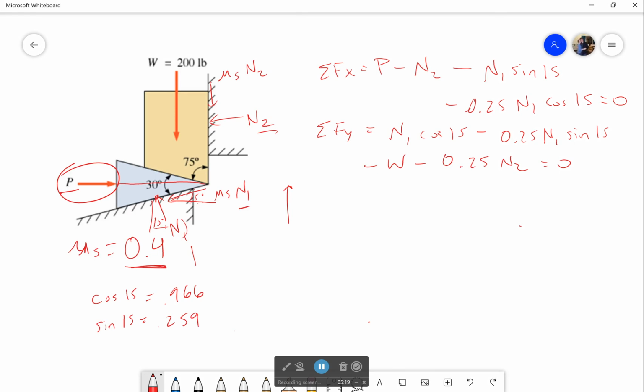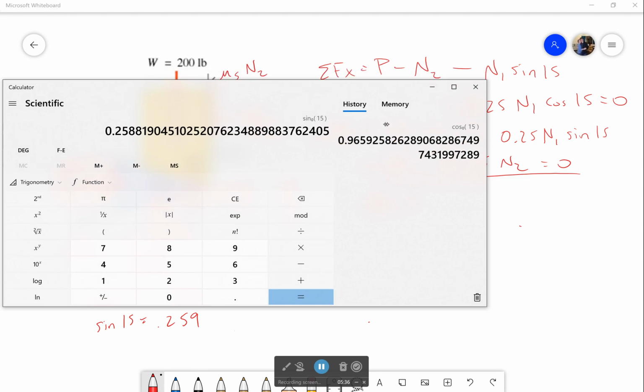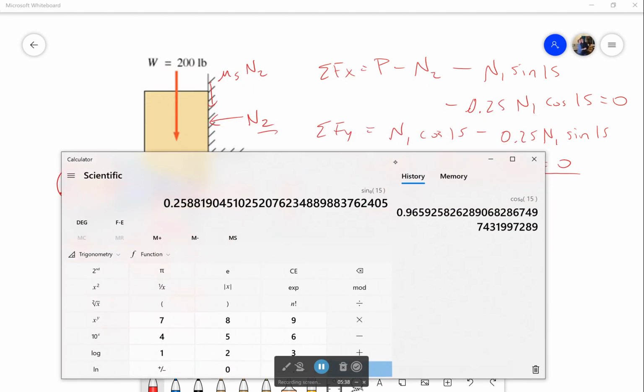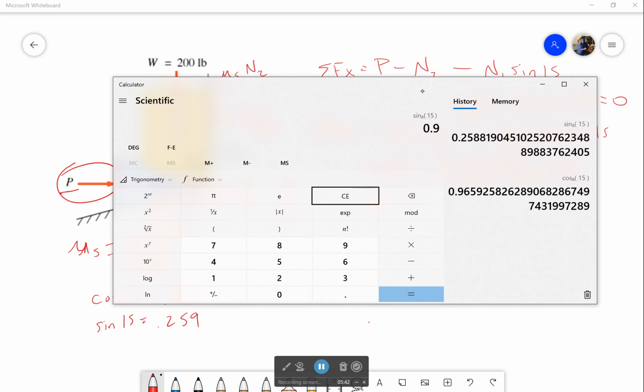So then if I want to simplify this equation right here, what I will get is that N2 is going to be equal to the following. Okay, so that would be cosine of 15, which is 0.966, minus sine of 15, which is 0.259, times the coefficient of friction.